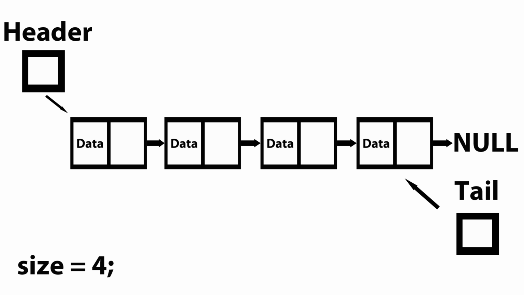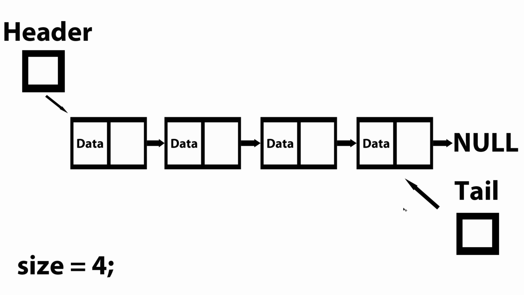In this tutorial we're going to be talking about printing out our linked list. So to get started, you can see that we have our linked list here. We have a header that's pointing to the first node, our tail is pointing to the last node, and our property size is equal to 4, because we have 4 nodes within our list.